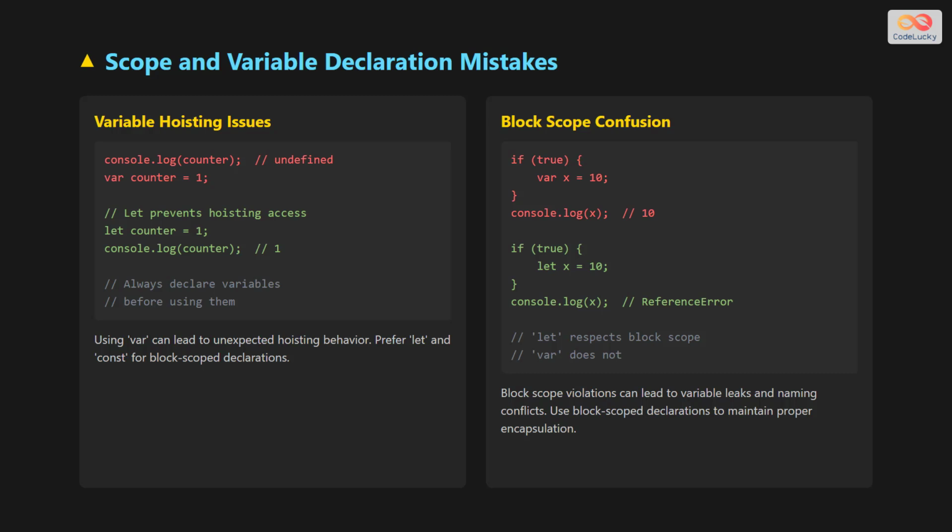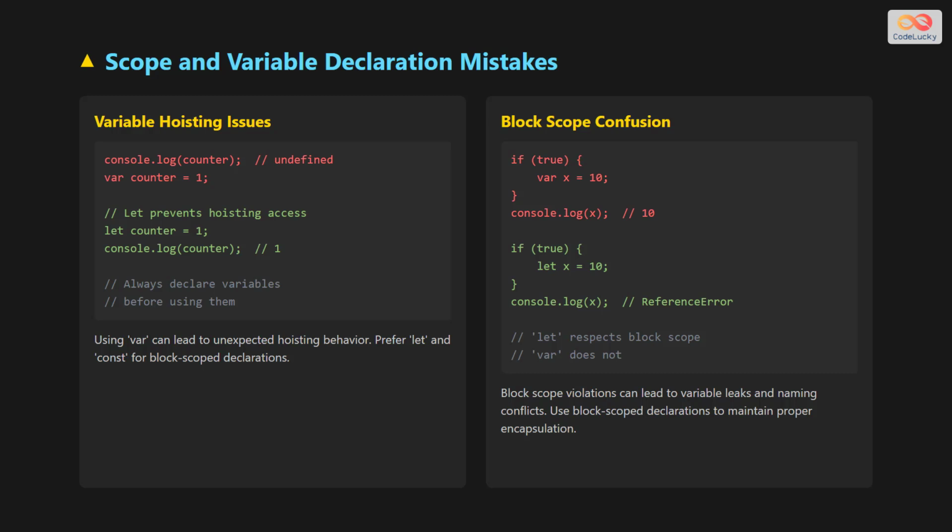Using let, which is a better way to declare variables, prevents hoisting. In this case, the console log statement gives the right value after the variable declaration. Always declare variables before using them to avoid unexpected results.